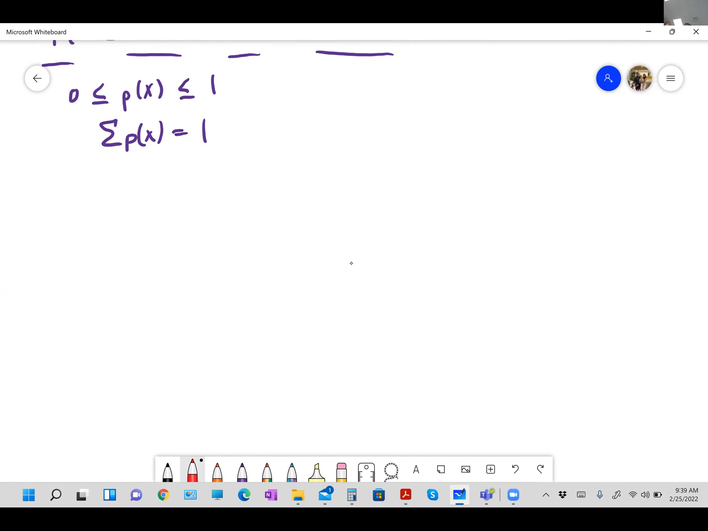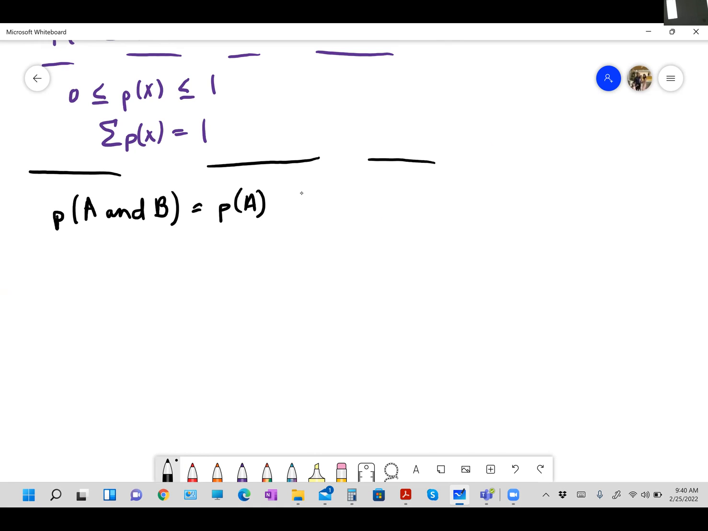So we're going to go into what we call the multiplication rule, and I'm just going to state what it is. If you have the probability of A and B, it must be equal to the probability of A times the probability of B given A. And I'm going to make a note here that this is read B given A has happened.